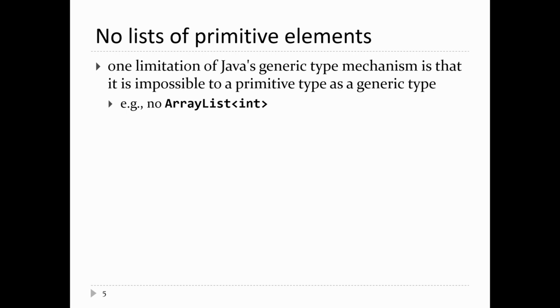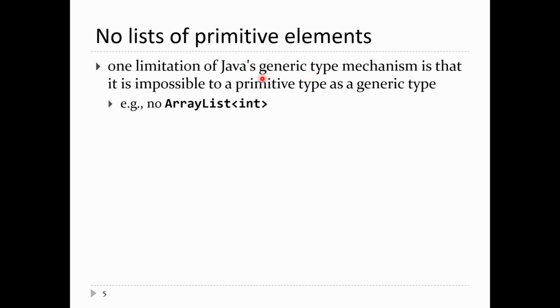Usually, or often, you'll want to make a list of primitive elements. So I want a list of int. You can't do that in Java. If you try to write that in Java, Java barfs. The compiler says, I can't do that. This is a limitation of what's called Java's generic type mechanism.